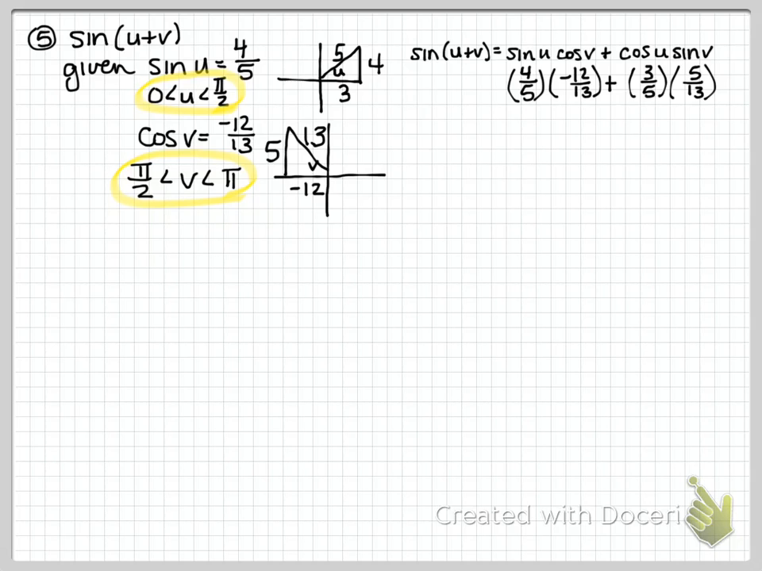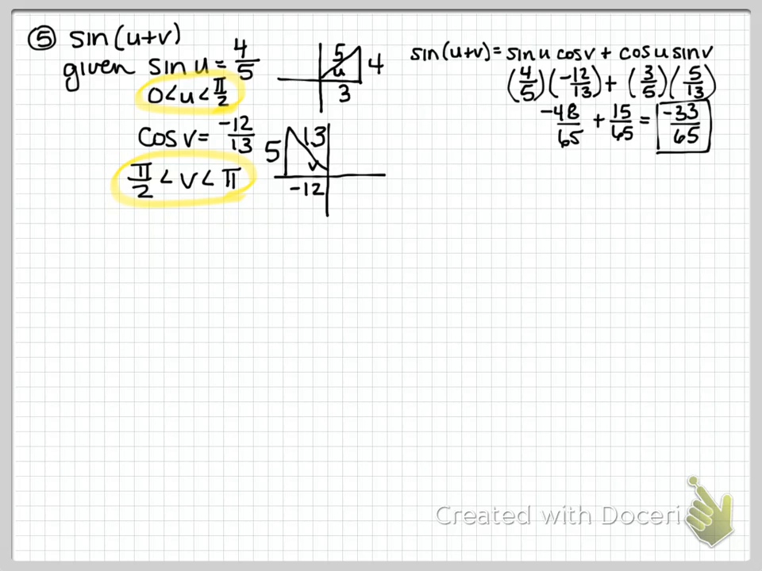Now we just do some basic arithmetic. 4 times negative 12 is negative 48. 5 times 13 is 65. Plus 3 times 5 is 15 over 65. Combine those and I get negative 33 over 65. So the sine of u plus v is equal to negative 33 over 65. Okay, so that's example 5. Let's look at example 6.